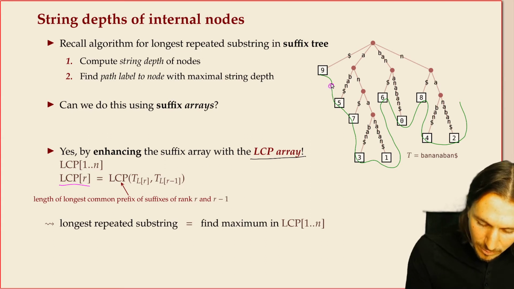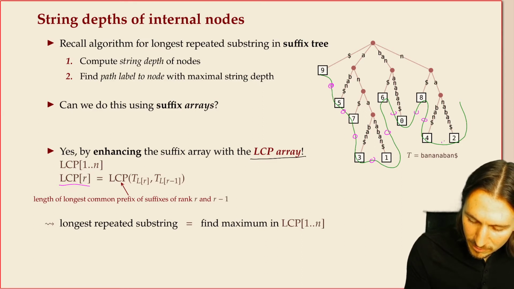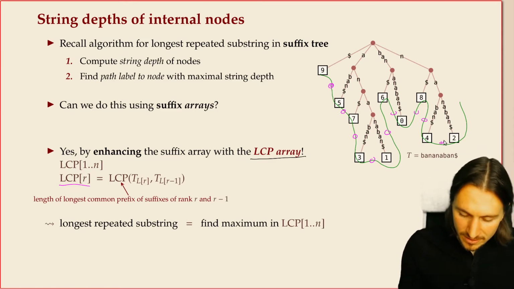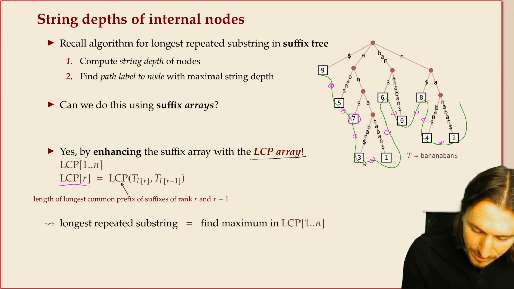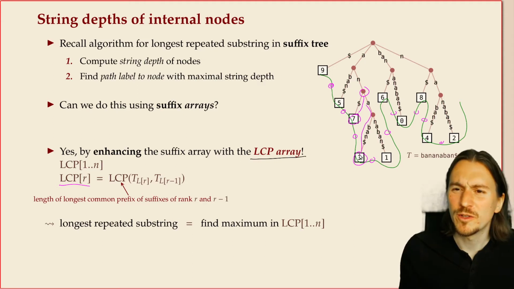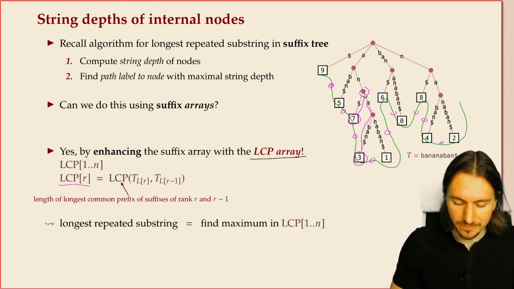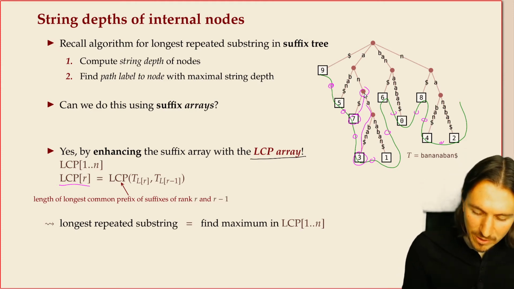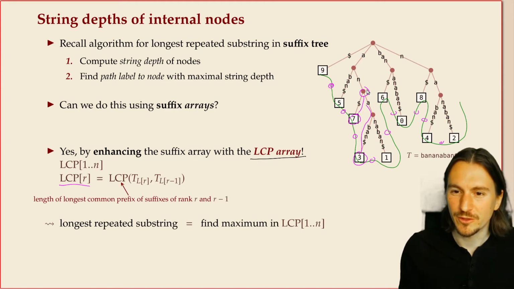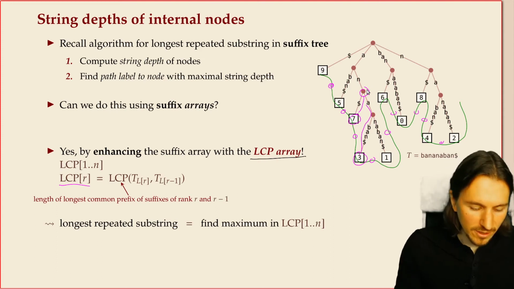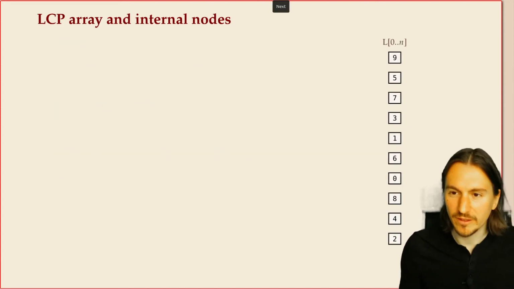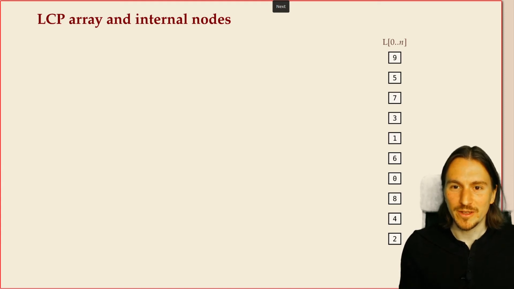So the LCP array will correspond to the point between two adjacent leaves. And if we take, for example, the 7 and the 3, this point corresponds to this node, the lowest common ancestor of these two leaves. And you'll see the LCP array stores essentially the string depth of this node. That's the connection to string depths and to finding longest repeated substrings. But we'll go over the example in full detail here. Let's make the full connection.